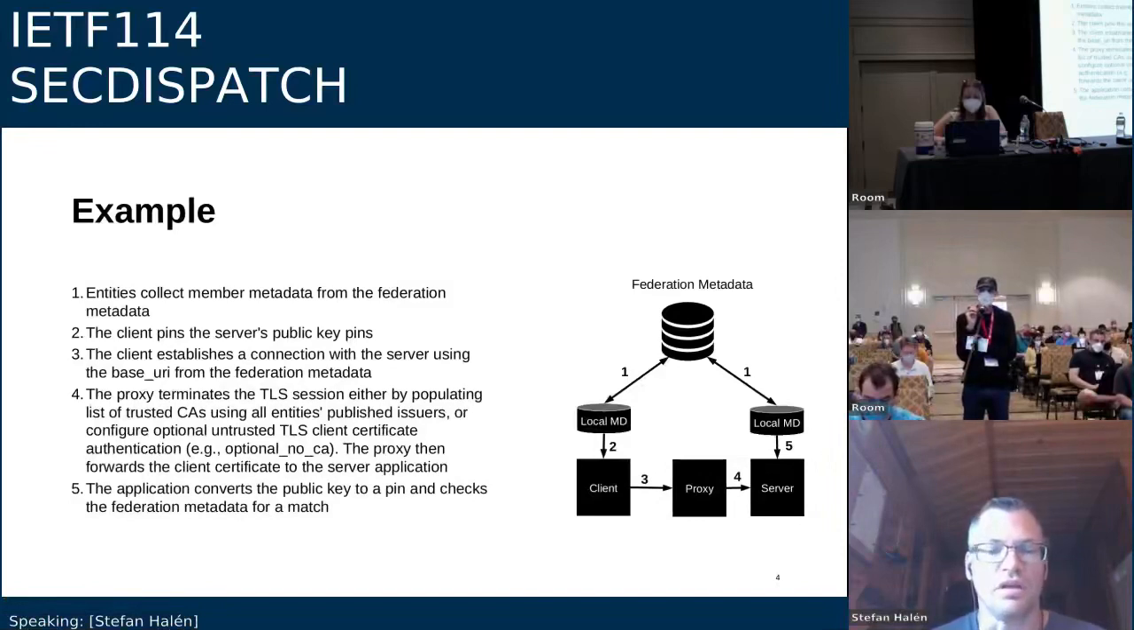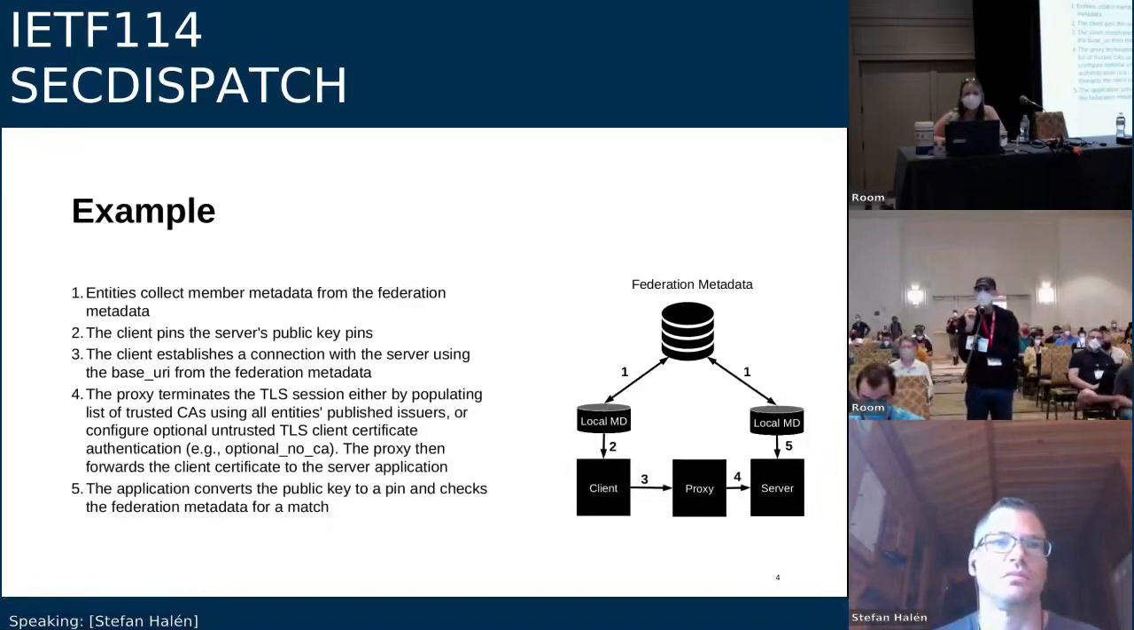For example, the local metadata could be stored in a Redis. The proxy can be an Nginx, Apache, F5, or HAProxy server. And the client can be libcurl. Libcurl can do pinning out of the box. So next slide, please.